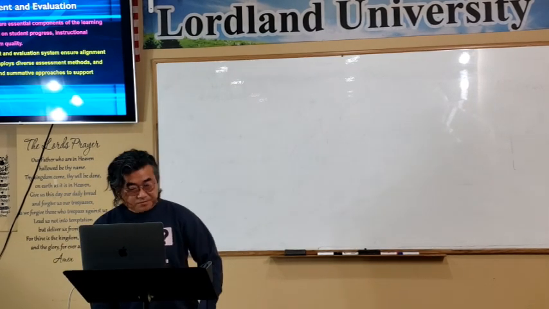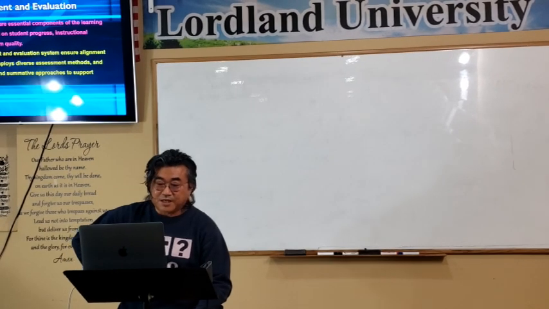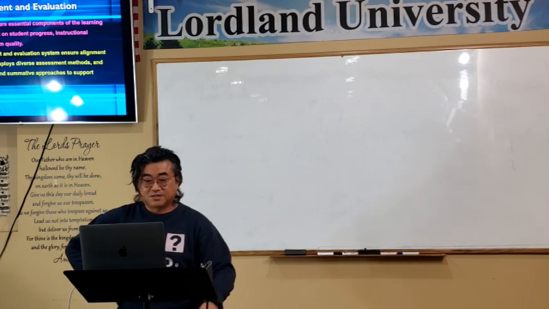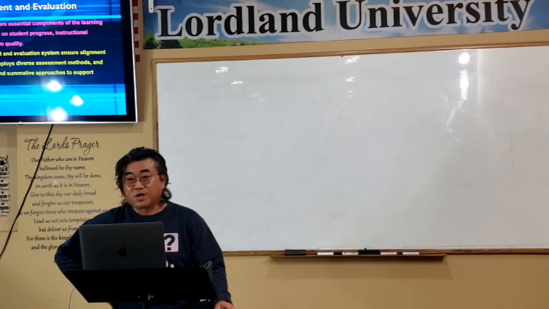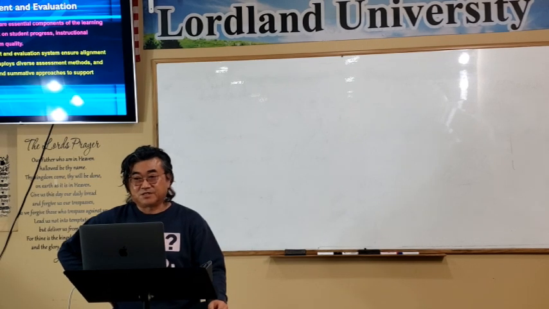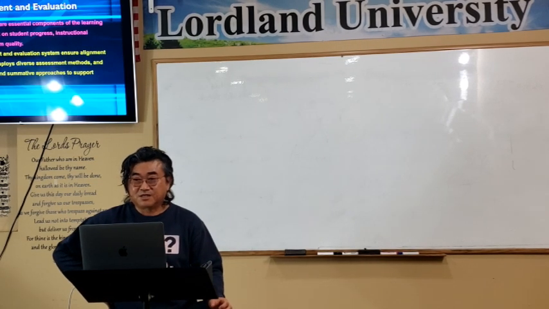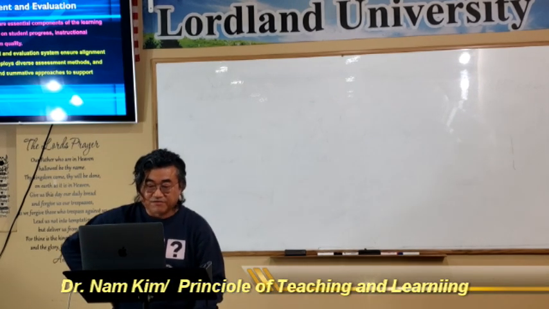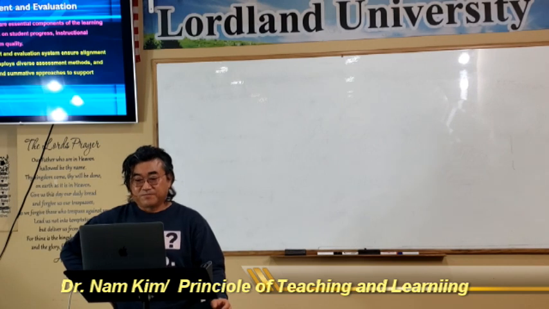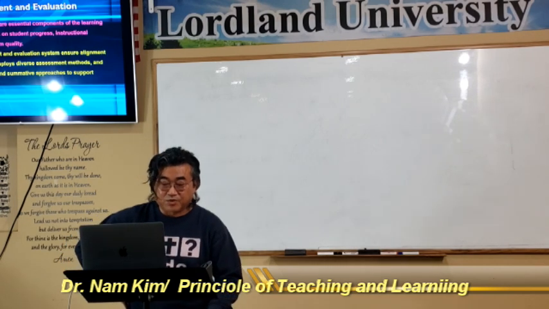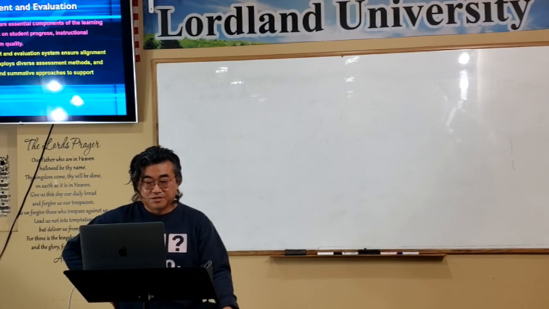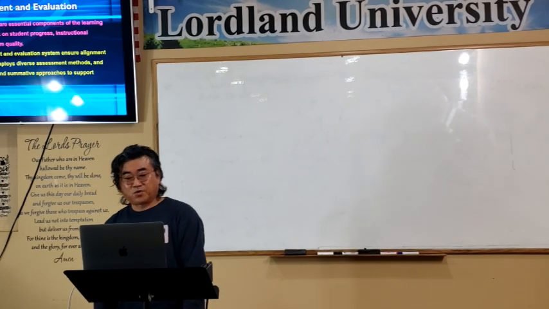So a well-designed assessment and evaluation system makes sure of alignment with what? Learning objectives. Learning objectives are kind of a standard, right? It employs diverse assessment methods, and integrates both formative and summative approaches to support student success.